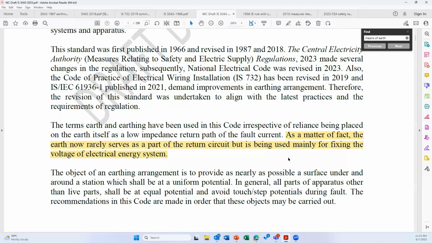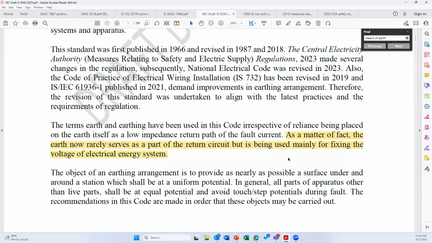Normally, we think that the whole fault current goes through the earth electrode to the general mass of earth, then flows through the general mass of earth to the source, which is absolutely not correct. The amount of fault current, if it flows through the earth electrode, is negligible. It will be very low in comparison.